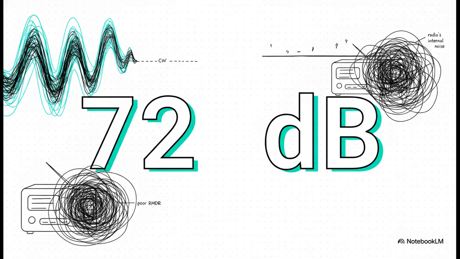Let's put the math behind this masking effect into perspective for a second. Think about 72 decibels. If a strong station nearby is 72 decibels stronger than a faint CW signal you are straining to hear, a receiver with poor RMDR will let that strong signal's phase noise entirely mask your desired contact. The crazy part is, the band itself might actually be perfectly quiet, but your radio's internal noise makes it literally deaf to the weak signal. It's completely a self-inflicted wound by the receiver's own internal architecture.